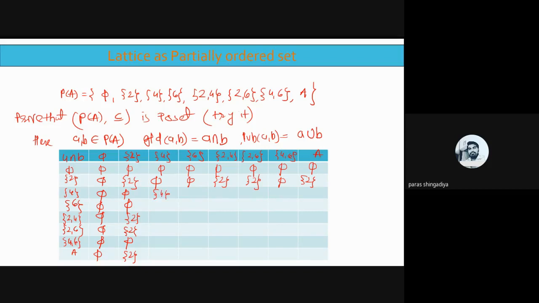So 4 और 4 का intersection होगा 4. Then after 4 and 6 का intersection होगा 5. 4 with 2 4 का intersection होगा, that is a singleton 4. 4 with 2 6 का intersection होगा 5. 4 with 4 6 का intersection होगा 4. And 4 with A का intersection होगा 4.